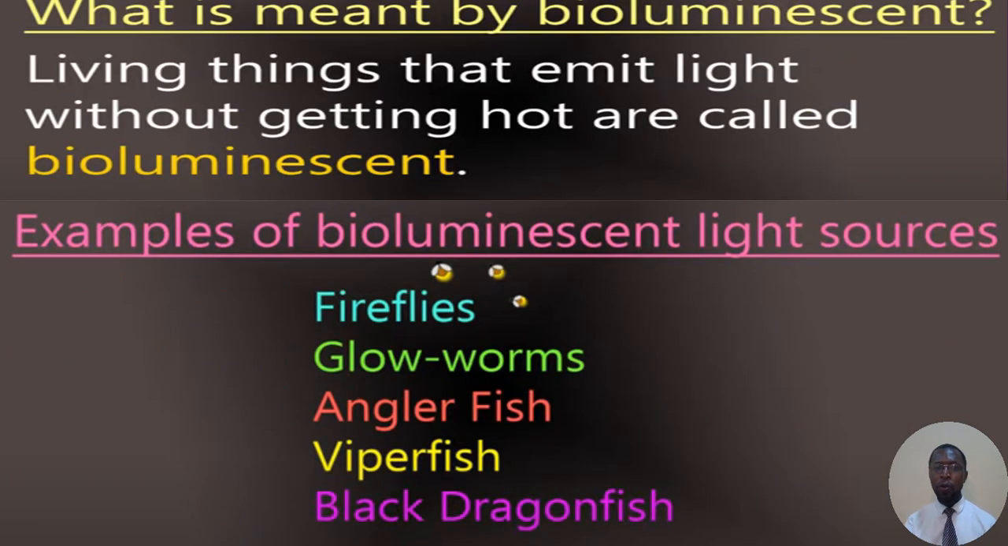We also have another category of light source known as bioluminescent. Bioluminescent light sources are living things that emit light without getting hot. They just emit light on their own. For example, we have fireflies. Fireflies are an example of a bioluminescent light source because it's a living organism that emits light without getting heated. Glowworms, anglerfish, viperfish, black dragonfish. These are all examples of living things that emit light on their own.